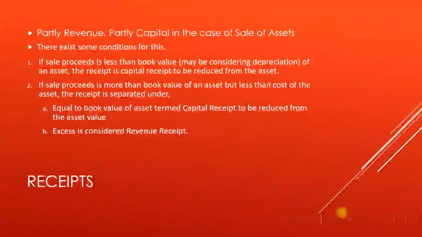Sometimes it so happens that part of a single receipt may be capital and part may be revenue. For example, sale proceeds of an asset. There exist some conditions also for this. If sale proceeds is less than book value, maybe considering depreciation of an asset, the receipt is capital receipt to be reduced from the asset. If sale proceed is more than the book value of an asset but less than the cost of the asset, the receipt is separated: the amount equal to book value of asset is termed capital receipt to be reduced from the asset value. Excess is considered revenue receipt.